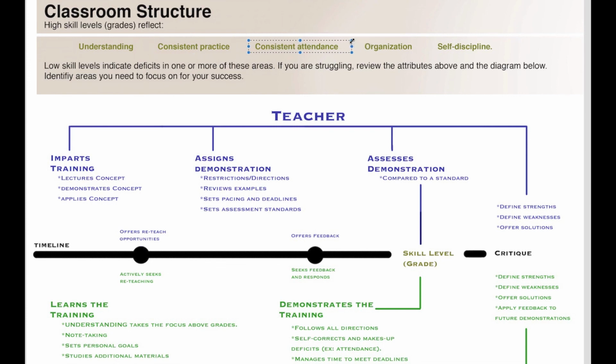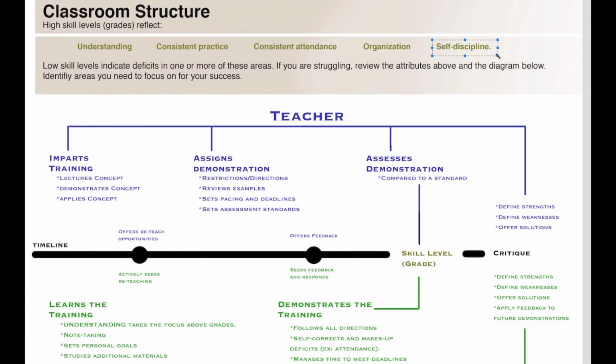Consistent attendance. If you miss class, something must be done to make up that absence. Otherwise, you will fall behind. Organization. Take good notes. Make sure everything's in one place and easy to find. That will speed up your workflow and make sure that nothing is missing. And finally, self-discipline. Where you're at in life means that you're going to have some tumultuous emotions competing with your intellect. Your desires need to be reined in for your success.